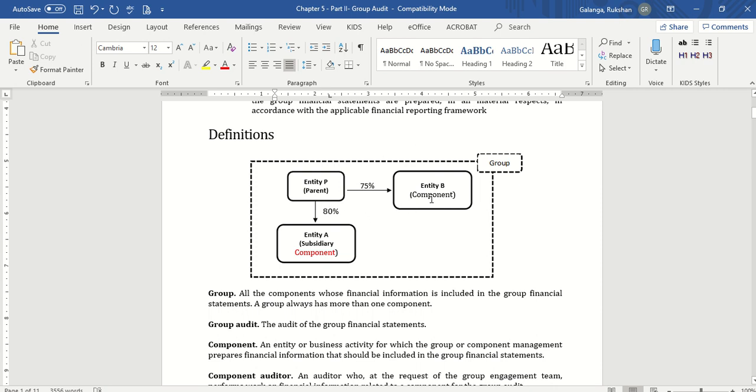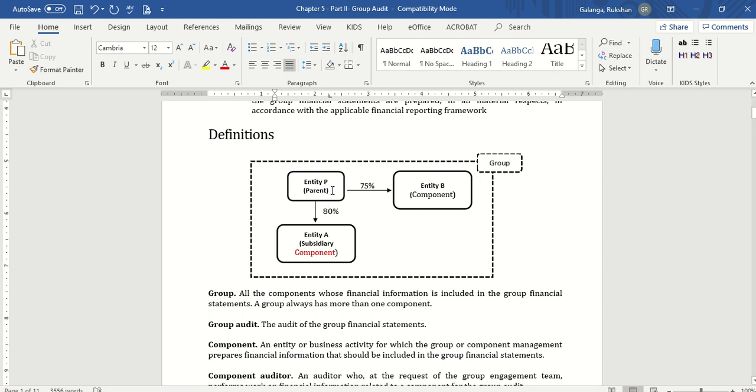Entity B, being a separate company, also prepares what? Its own financial statements. So all these three companies should prepare their own individual financial statements for a particular financial year, right? Look at this.